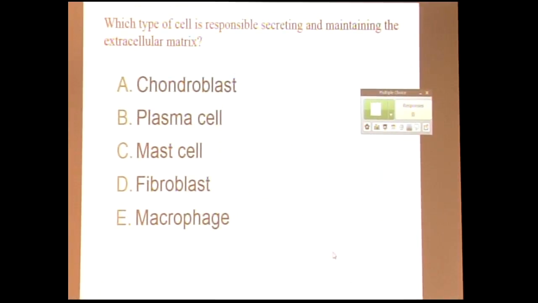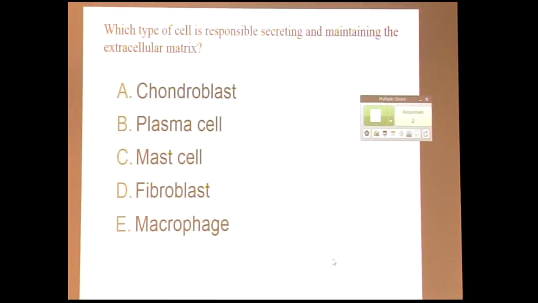All right, so what cell type actually secretes those extracellular matrix fibers and sort of maintains it, keeps the connective tissue in the right shape and everything.